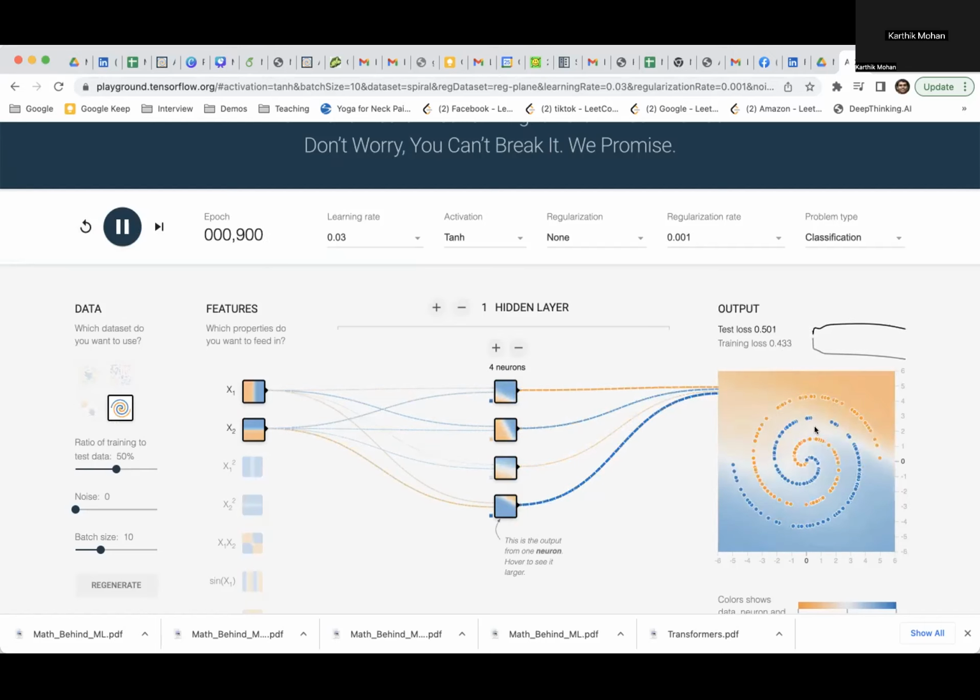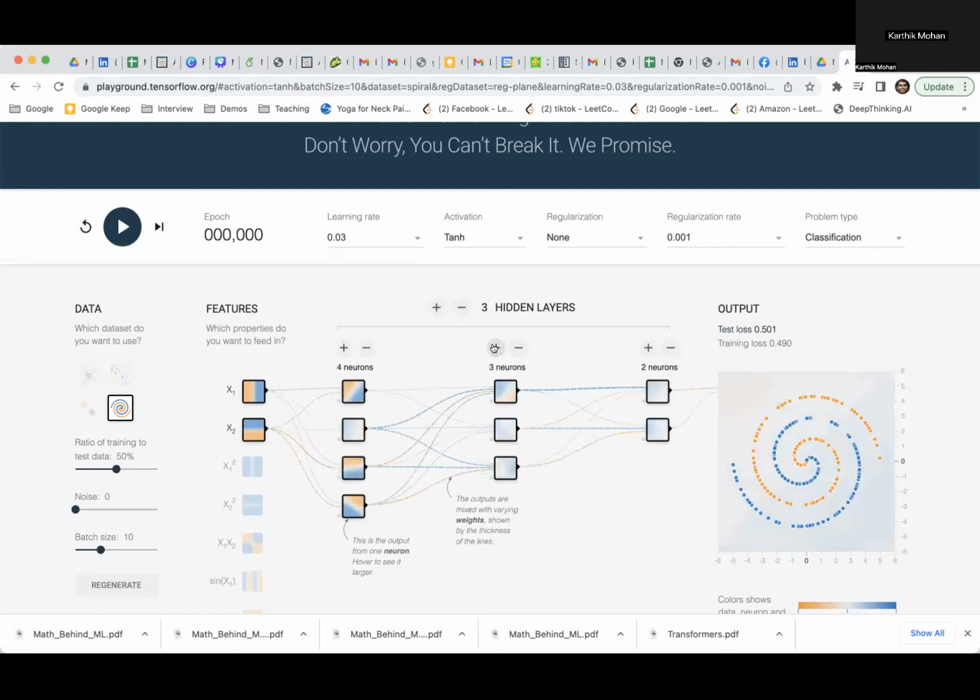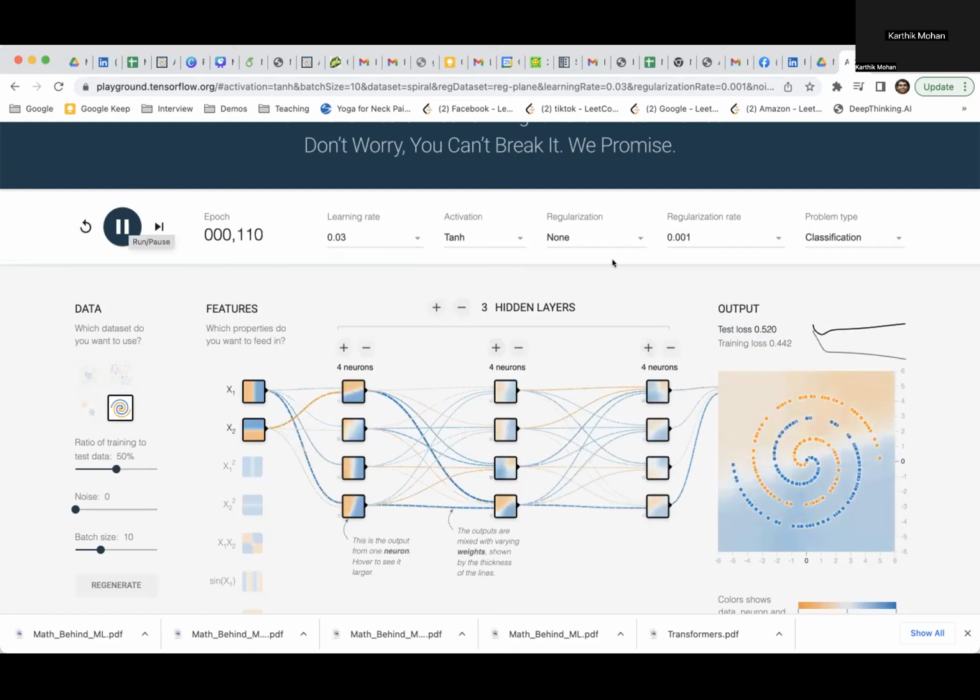And it's doing a bad job at discrimination. You can see that because the test loss and training loss are high. That's the amount of error you have with this model. So not doing a great job. Let's add a couple more hidden layers. Let's see, maybe with 3 hidden layers, can we get it to work?